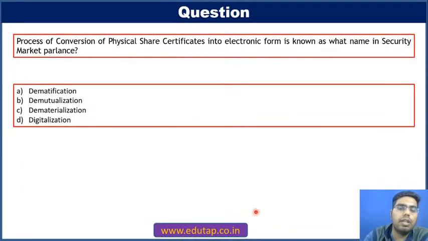Now, question for you. First of all, the process of conversion of physical share certificates into electronic form is known as what name in security market parlance? Dematification, demutualization, dematerialization or digitalization.